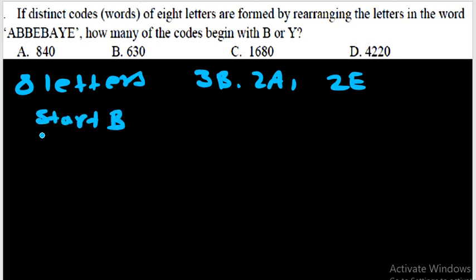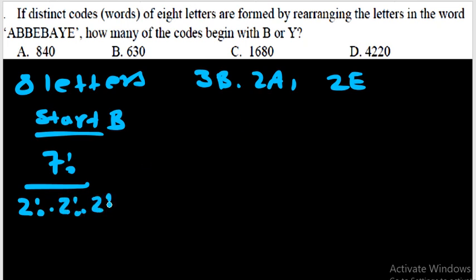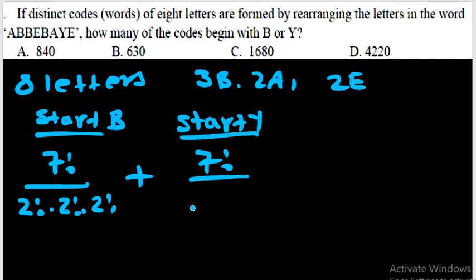Start B will be 7 factorial, because one of the B's will be fixed, but the other 2 B's will be repeated. So 2 factorial, times the A's are there also, 2 factorial times 2 factorial, plus, when the letters start with Y, again the total number of letters will be reduced by 1. It's going to be 7 factorial over, but the repetition will be as it is, 3 factorial times 2 factorial times 2 factorial. This is the total number of codes that can be created.